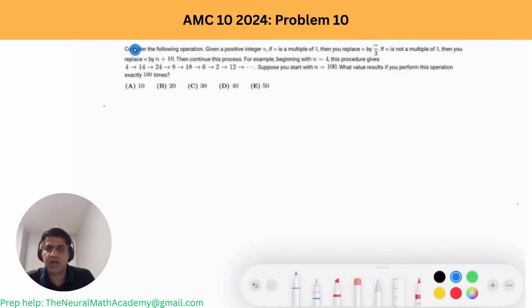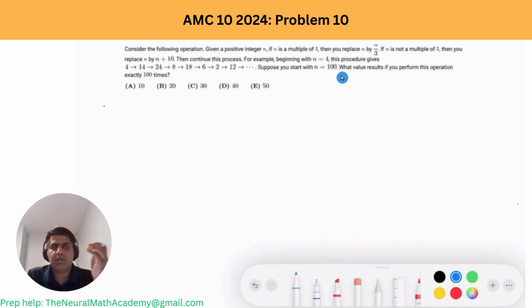Okay, so now let's look at problem 10, where we have the following operation. Given a positive integer n, if n is a multiple of 3, then you replace n by 3. If n is not a multiple of 3, then you replace n by n plus 10. Then continue this process. We are asked to start with n equal to 100 and find what value results if you perform this operation exactly 100 times.